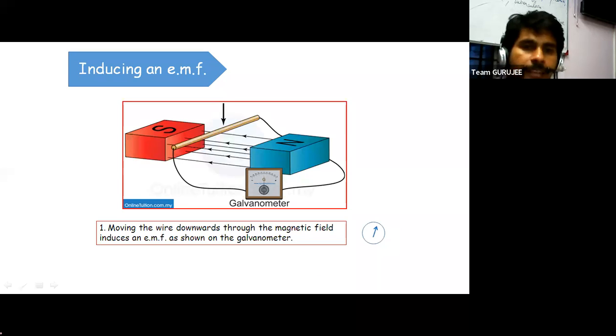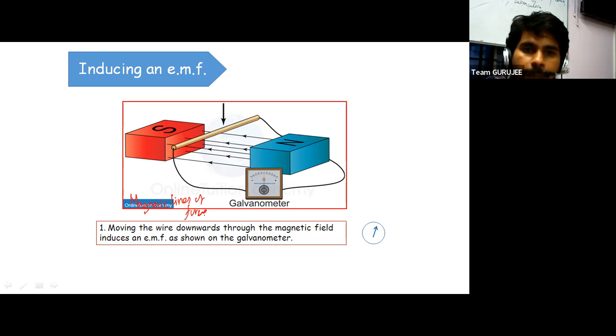Induced EMF. This picture represents that induced EMF. There are two poles, North Pole and South Pole, and a galvanometer is connected. That is a conductor. In this setup, one is a conductor and another one is a magnetic field. By changing the magnetic field, these lines are called magnetic lines of force.